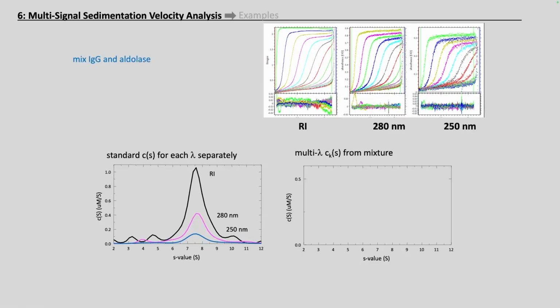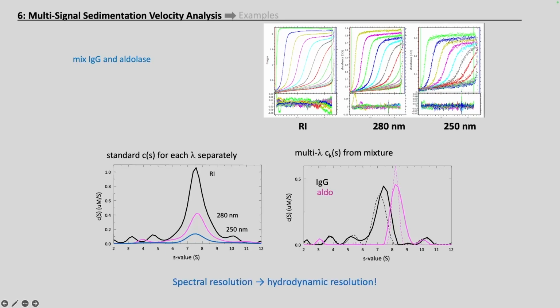Importantly, we get a great global fit. And also, we get component c_k(s) distributions calculated with the spectral signature of each protein. And here is the distribution of species that look like aldolase. And this is the one that has IgG's spectral signature. Now you can see that our broad c(s) peak can be decomposed into contributions from two spectrally distinguishable species. The dashed lines here show the c(s) distributions we get running the controls containing only aldolase or IgG. Also, these controls were used to determine the relative extinction coefficients for each component.